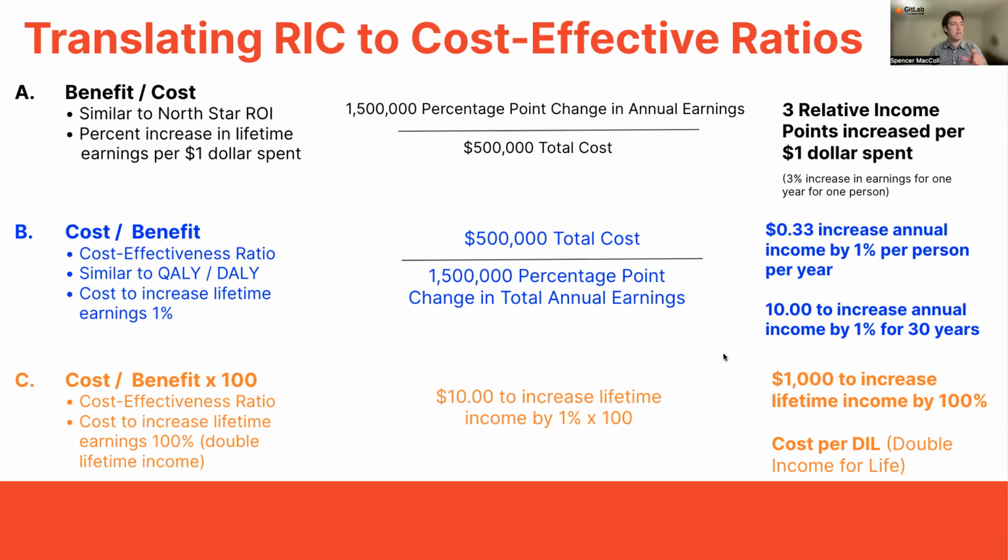A new ratio that we're talking about here is step 3, part C, called the DIL, D-I-L, which is what is the cost to double someone's income for life, which is essentially, can we increase someone's income by 100%? And what is the cost for our foundation to do that? So as we look through a variety of grantees, what is their cost to double their participants' lifetime earnings by 100%? So here we just take the cost to increase someone's income by 1% for 30 years, multiply it by 100, and we get that this project will increase someone's lifetime earnings by 100% for $1,000.